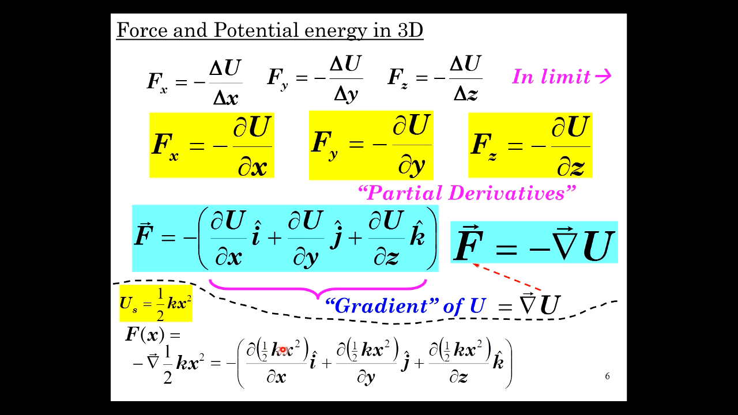Partial of the potential energy, partial x in the i, partial y j, partial z k. But if you look at this, with respect to y, this is just a constant. With respect to k, or z, this is just a constant. So this whole thing simplifies down to minus kx i plus 0, and you have what you knew it was already, which is simply the force being minus kx.